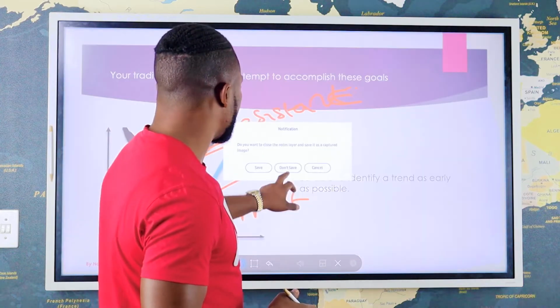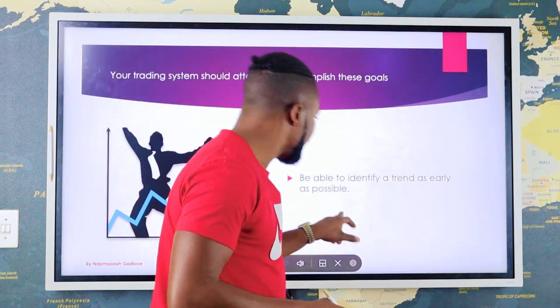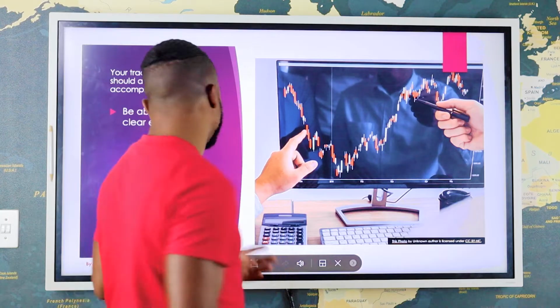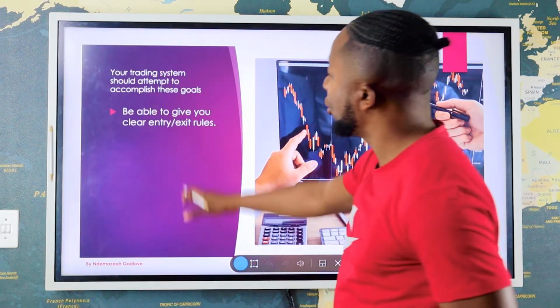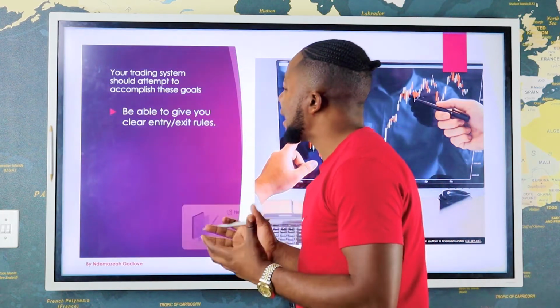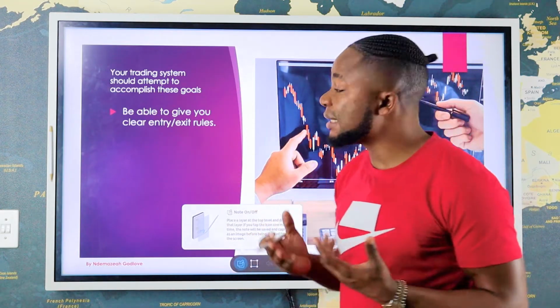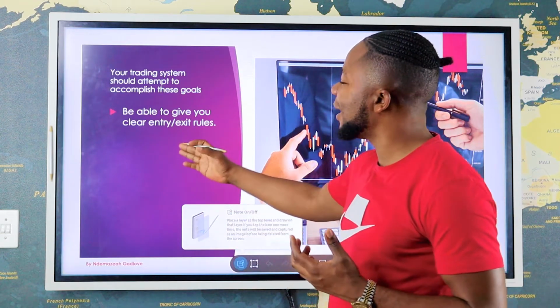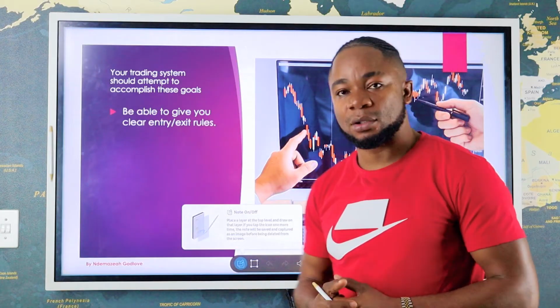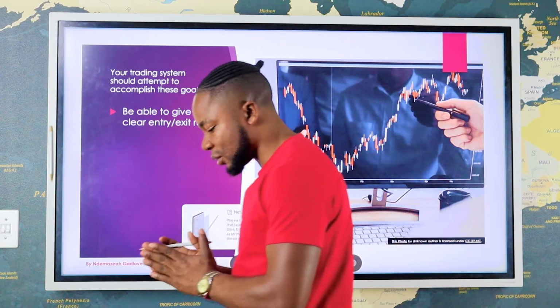Good. We've already spoken about that point. Let's go to the next point on our list, which is your trading system should attempt to accomplish these goals. Remember, this is the next goal. Your trading system should be able to give you clear entry and exit rules. All right. Remember, I'm talking of rules.